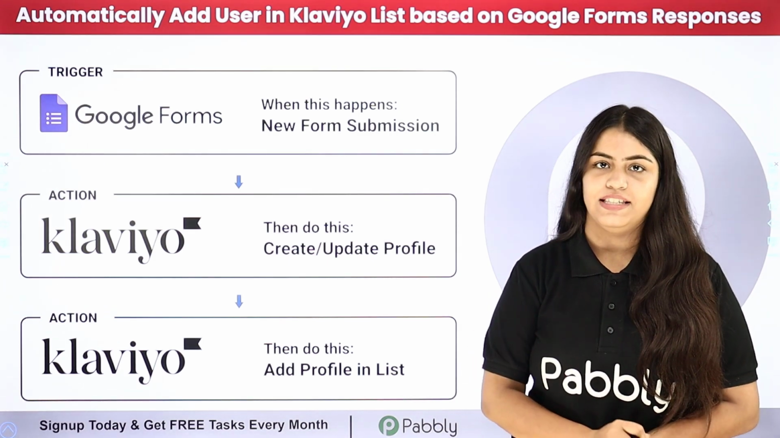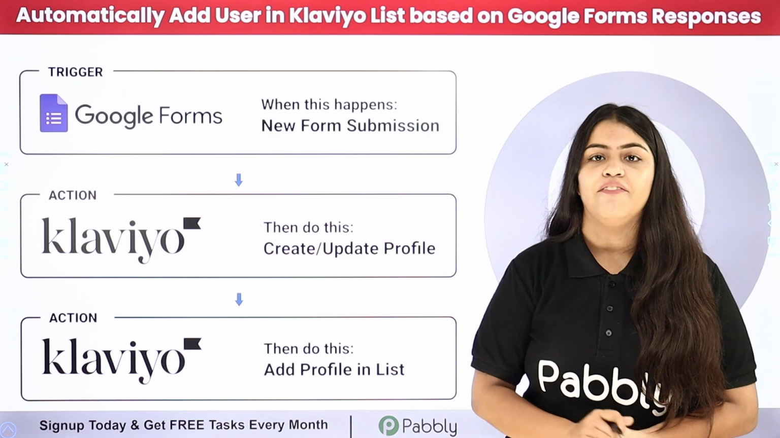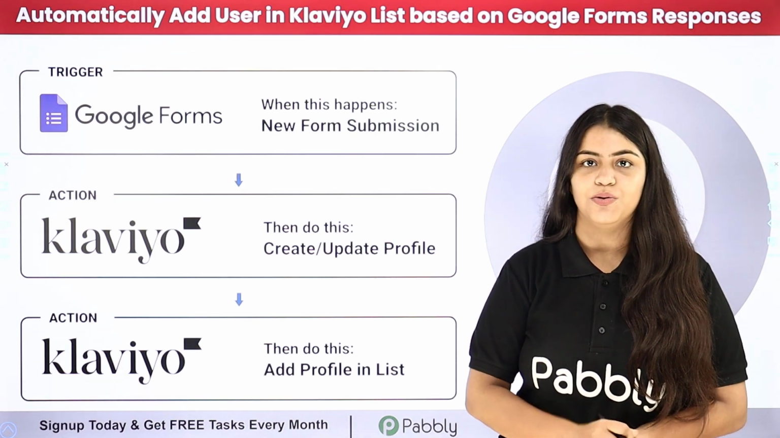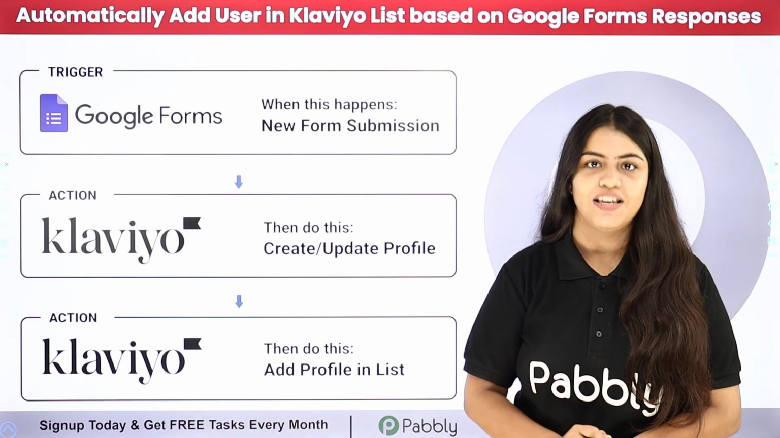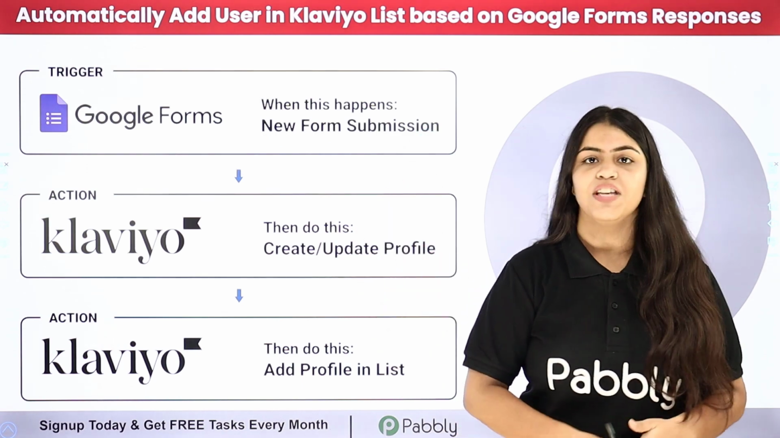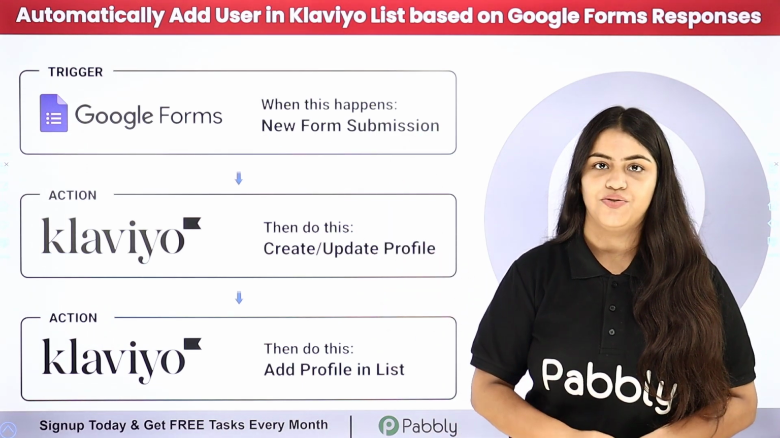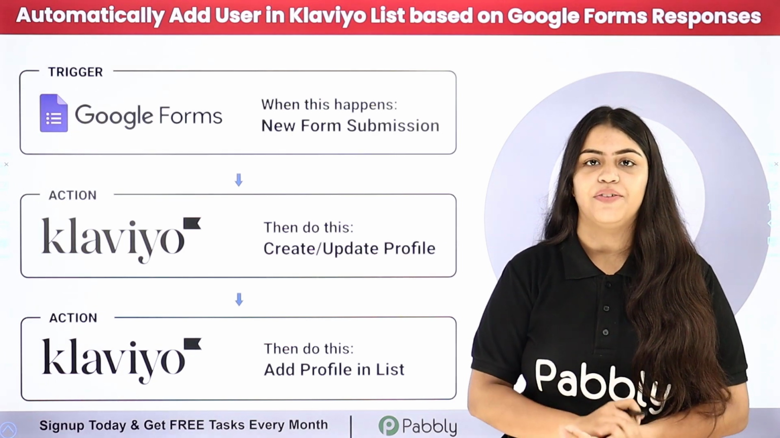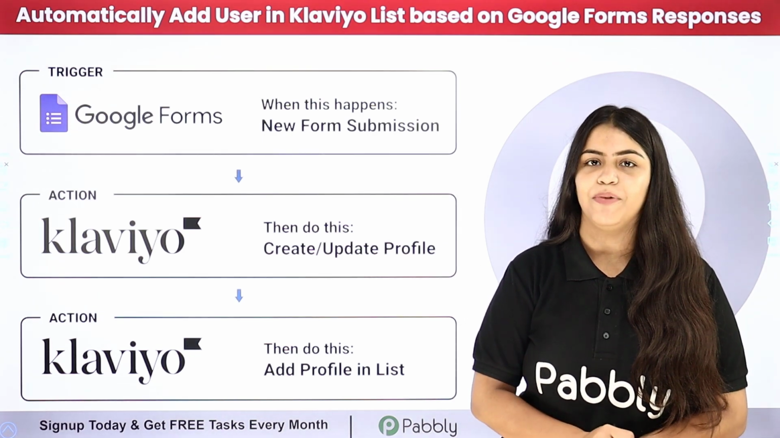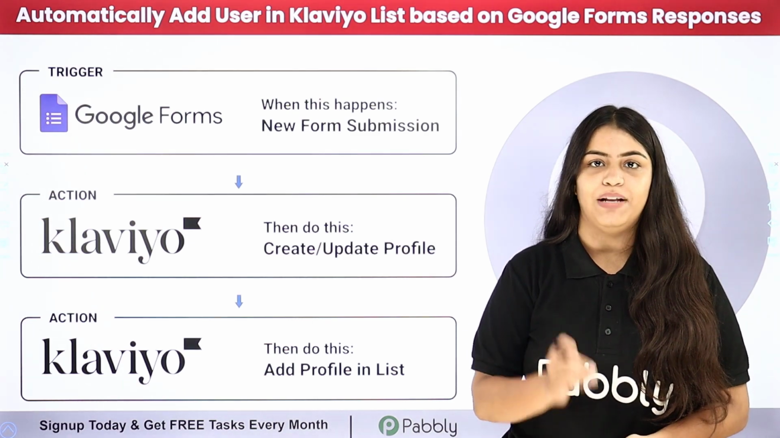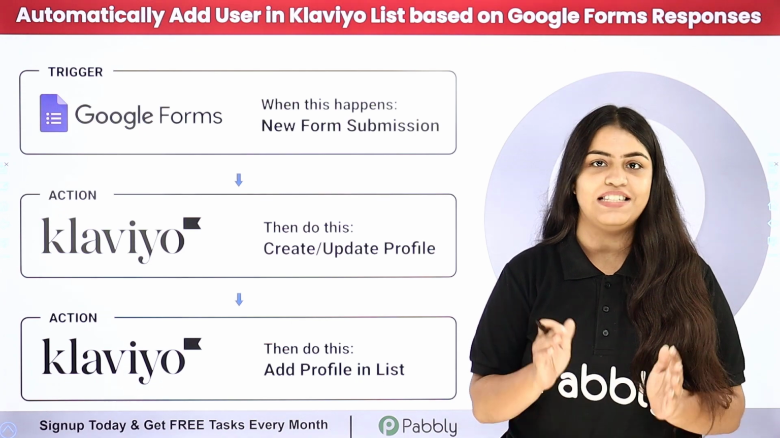I'm managing an events company, and for that company we regularly conduct webinars and sessions. To conduct these we use Google Forms to collect the registrations. Now what I want is that as soon as a new form is submitted in my Google Forms, which is as soon as we receive a new registration, automatically with the help of the same details, a new profile should be created in my Klaviyo account, and that profile should be added to a particular list so that I can send targeted email marketing campaigns to all of these registrants.